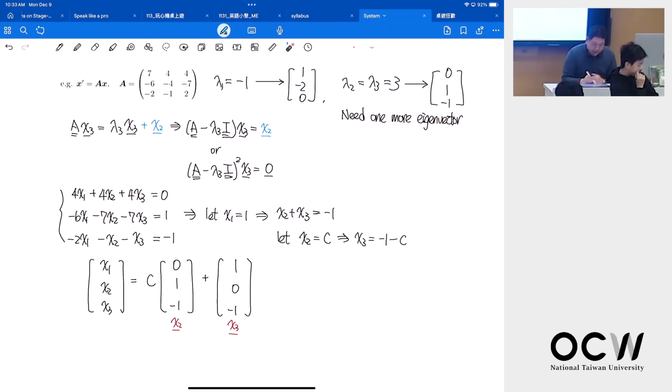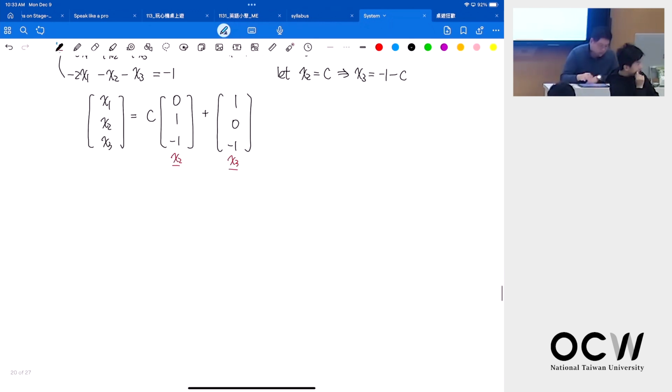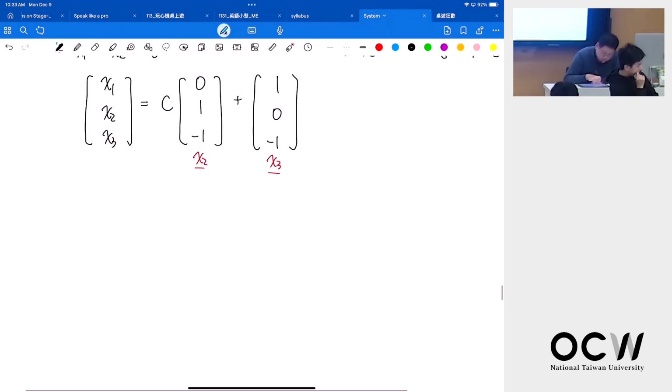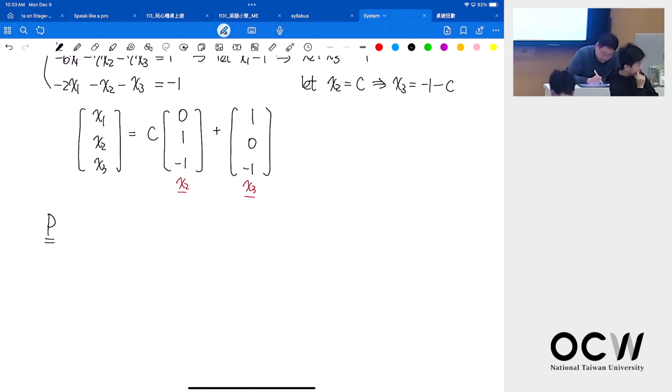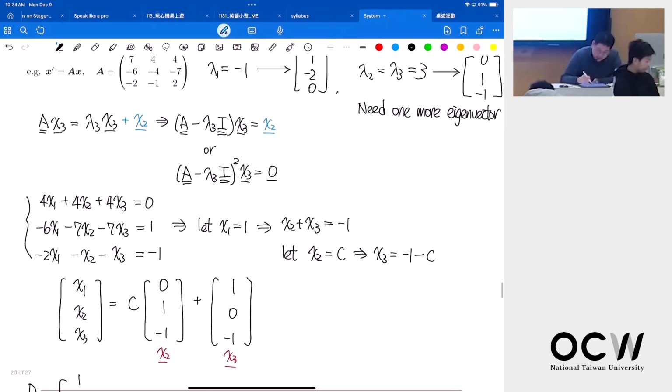Once I have x2 and x3, and also this is my x1, I have the three eigenvectors, then I can form the matrix P: minus 1, 1 minus 2, 0, that is x1 here.